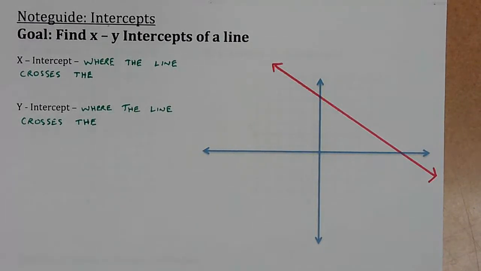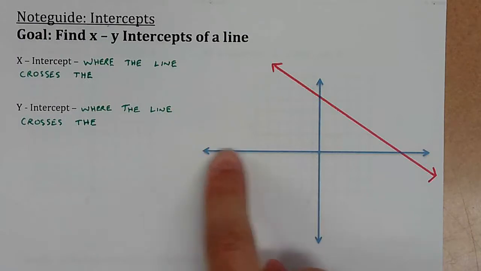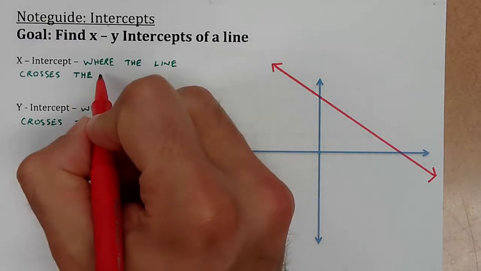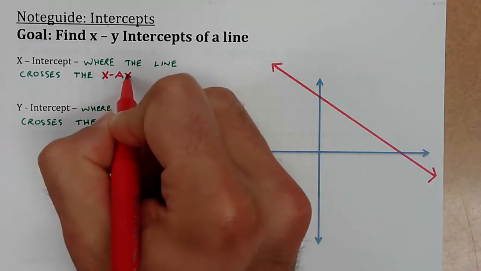In this video, we're going to discuss intercepts. So the goal is to find the x and y intercepts of a line. What I have here is a coordinate plane with our red graph, our linear equation. The x-intercept is where the line crosses the x-axis.